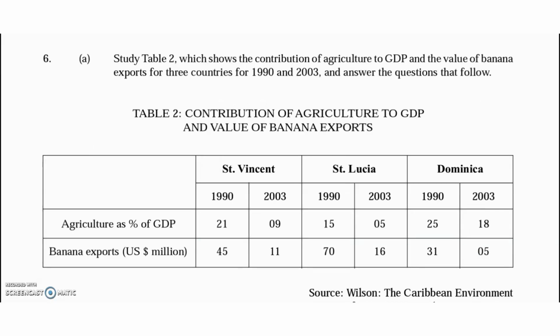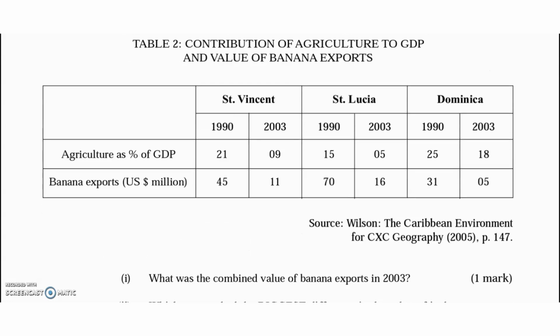Study Table 2, which shows the contribution of agriculture to GDP and the value of banana exports for three countries for the year 1990 and the year 2000, and answer the questions that follow. Look properly at the table. This is the contribution of agriculture to GDP and value of banana exports. We are seeing St. Vincent, St. Lucia, and Dominica, the three particular Caribbean countries. Take approximately 1 minute and look at this table. Understand exactly what is taking place. Look at particular trends and patterns. You can pause the video if you wish.